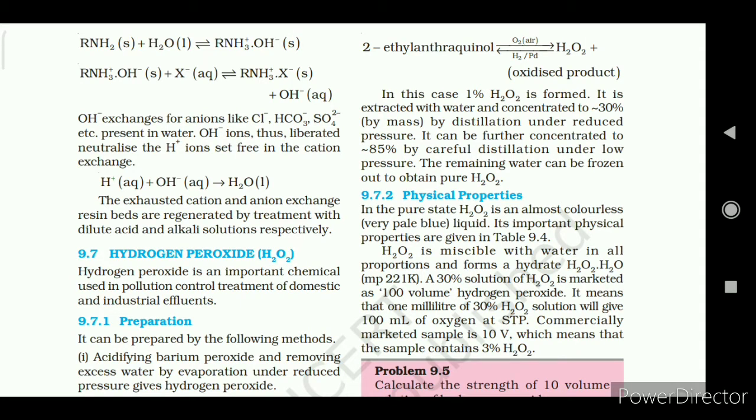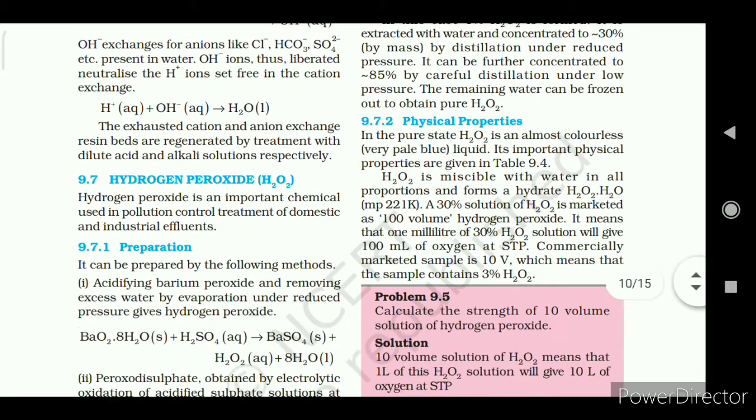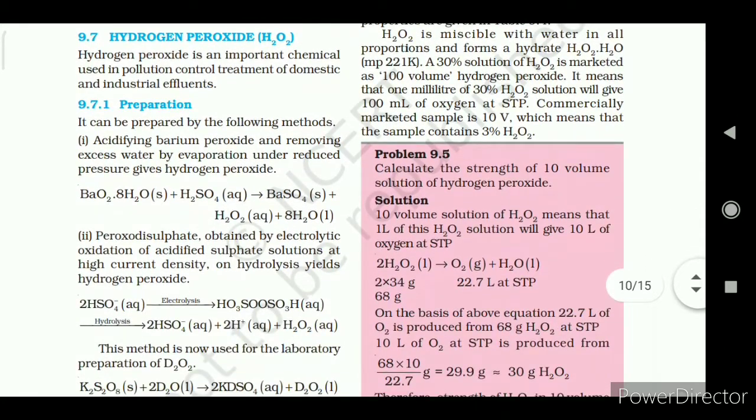That is, BaO2.8H2O plus H2SO4 gives BaSO4 plus H2O2 plus 8H2O. Number 2. Peroxodisulfate obtained by electrolytic oxidation of acidified sulfate solutions at high current density on hydrolysis yields hydrogen peroxide. This method is now used for the laboratory preparation of D2O2.